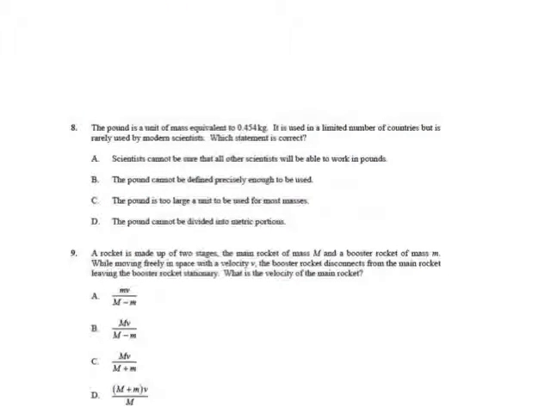The pound is a unit of mass equivalent to 0.454 kilograms, which is a bit of a strange conversion, and it gives you a bit of a clue to the answer. It's used in a limited number of countries, but is rarely used by scientists. The reason for that is because we have SI units, which are kilograms, or sometimes referred to as metric.